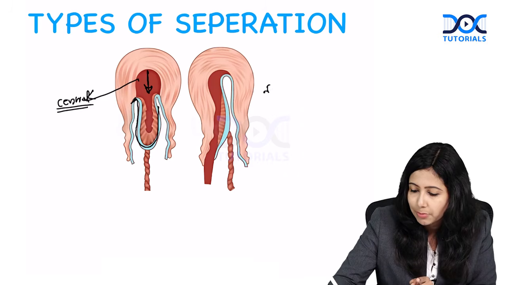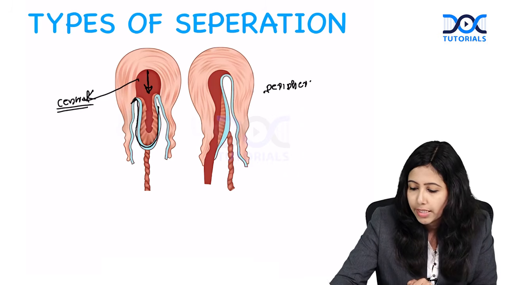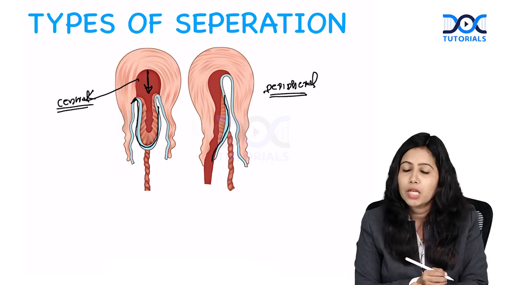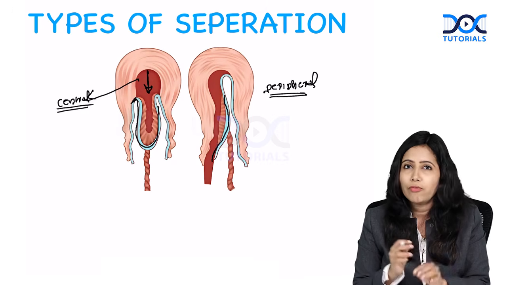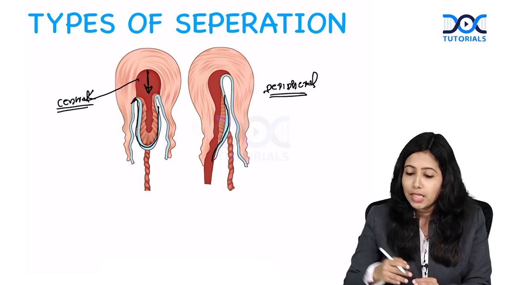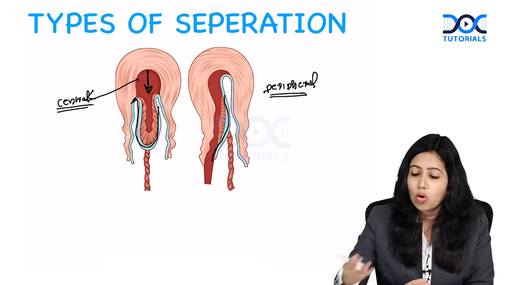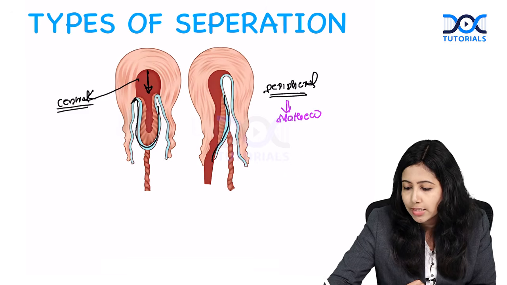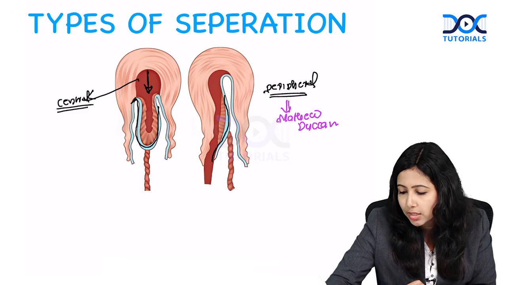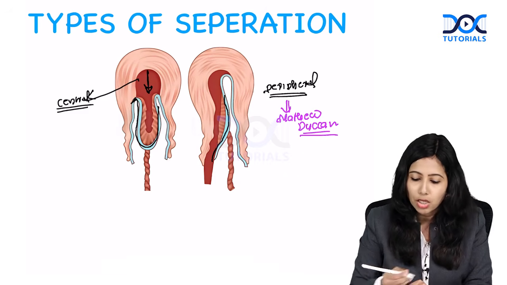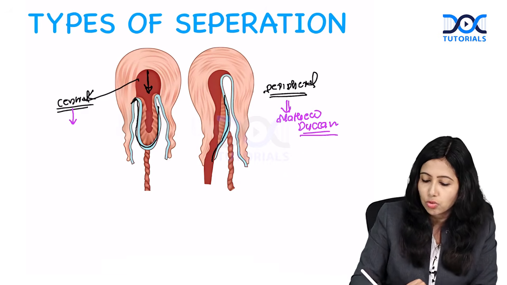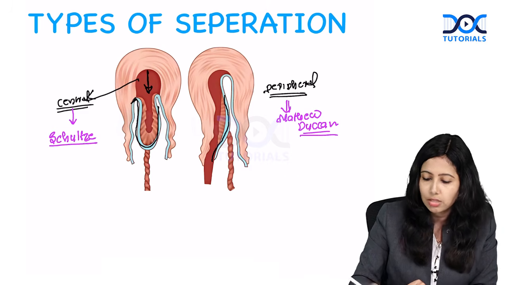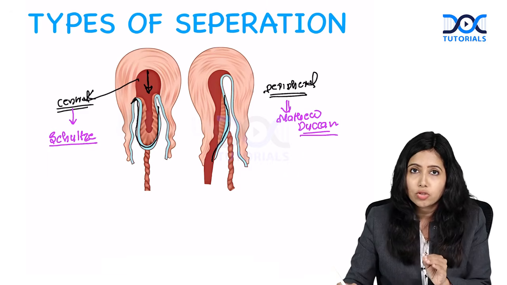Whereas in peripheral separation, the separation has started from the periphery. Alright. So, there are various terms for each of these. The peripheral separation is also known as Matthew-Duncan method of placental separation. It is Matthew-Duncan type of placental separation. Whereas, central separation is also known as Schulz separation. Matthew-Duncan as well as Schulz separation.